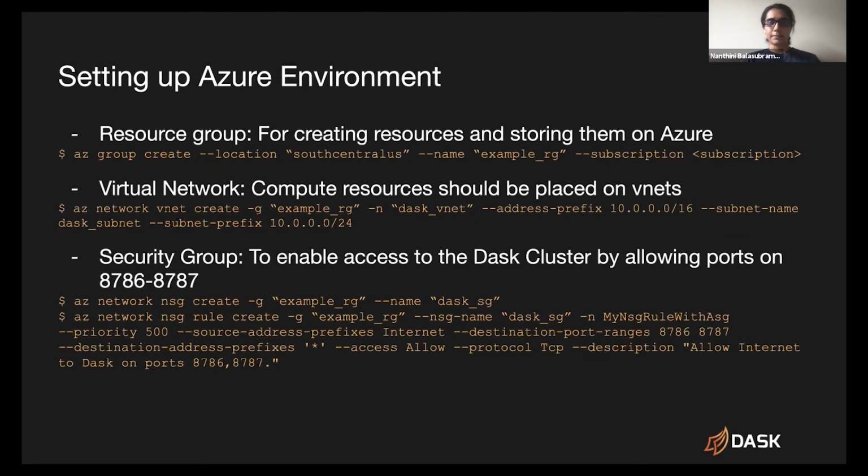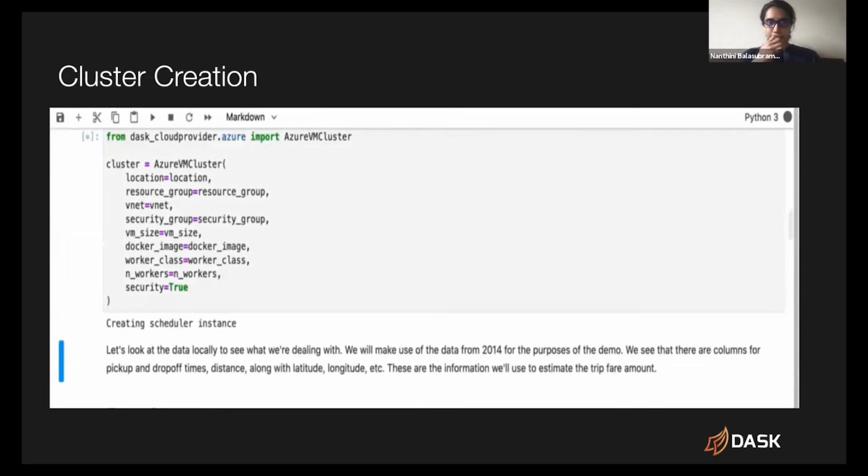And this is the setup. We need a resource group, a virtual network, and a security group that provides access to the Dask scheduler and the Dask dashboard, which we can now access from the cluster itself. Make sure they're all in the same location so that there's no conflict within Azure. Let's talk about the cluster creation now.